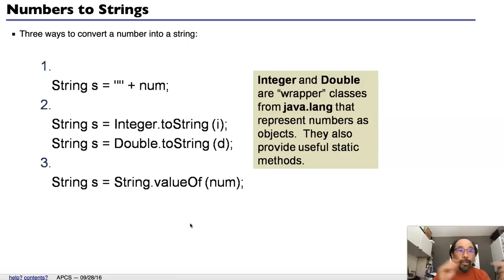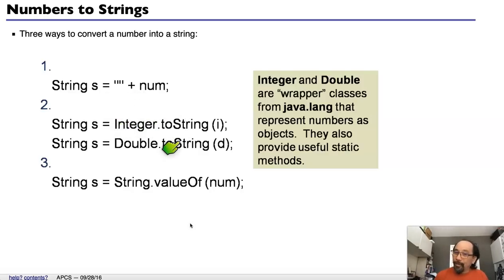Okay, conversions. I could convert numbers to strings in a variety of ways. One of the most straightforward ways is just by concatenating the number to an empty string. And I would say this is, to me, the easiest way of doing it. But other ways are available.